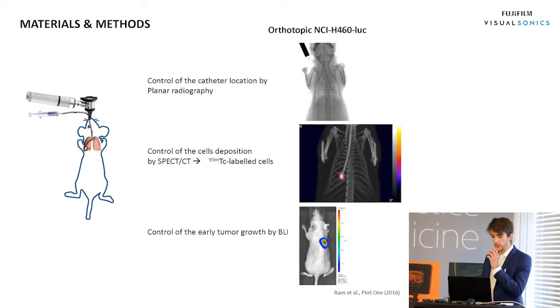We first validated the method of implantation. We controlled the catheter location by planar radiography, but also the control of the cell deposition with a SPECT CT when using technetium labeled cells, as you can see here, the cells. But also we controlled the early tumor growth thanks to bioluminescence imaging.